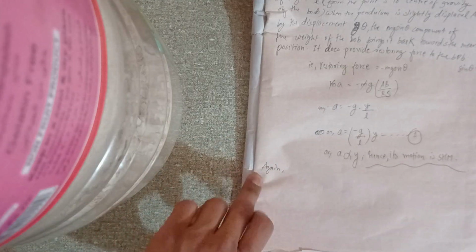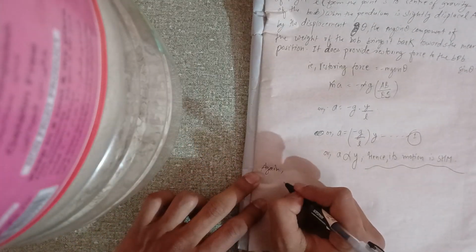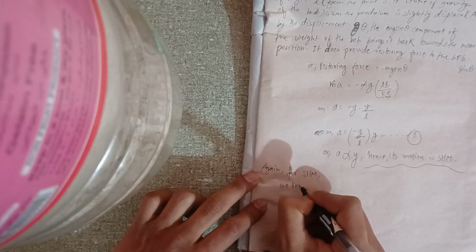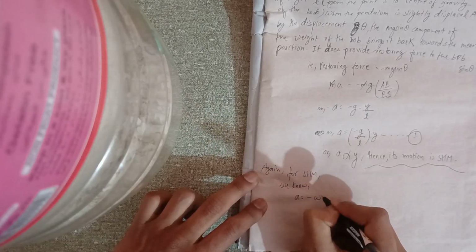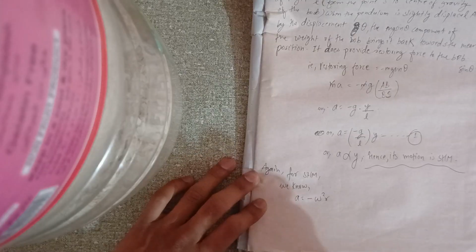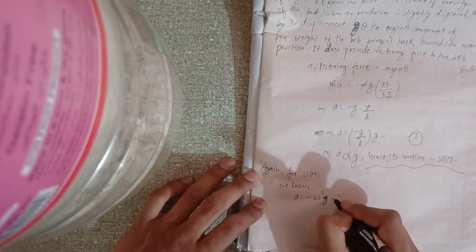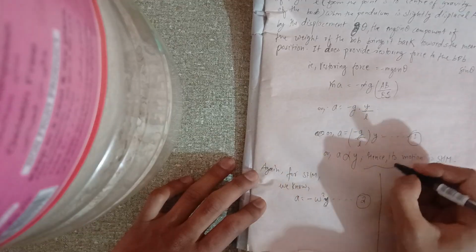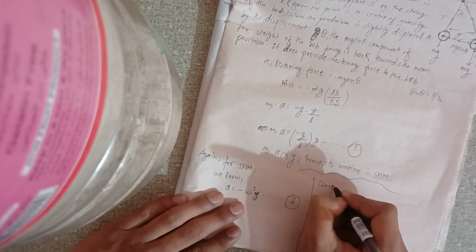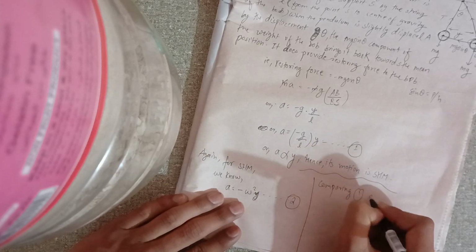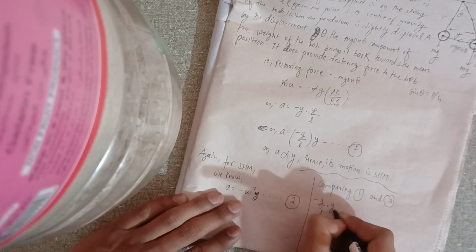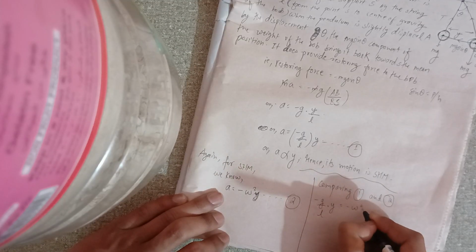So again, what we need to do is, for SHM, we know that acceleration is minus omega square r. We just did that earlier. Oh, I mean y. This is the maximum case for r, y, and this is equation 2. If you compare 1 and 2, you can equate them. Minus g by L times y is equal to minus omega square y.